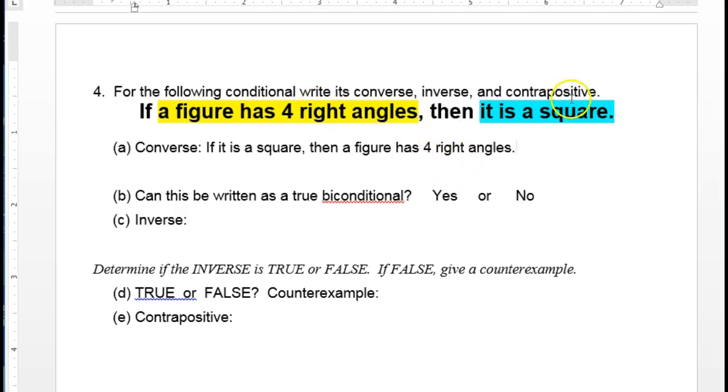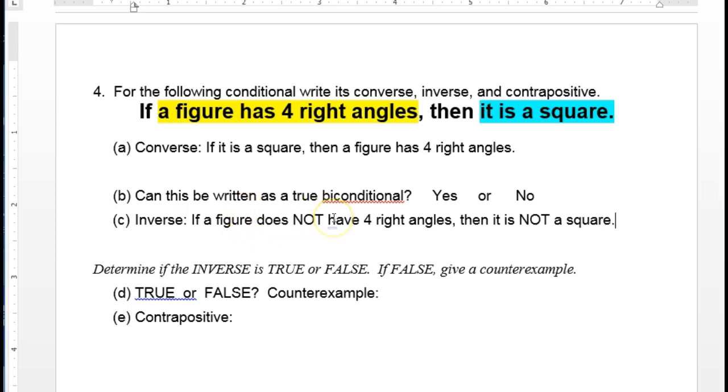Just reversed it. Just took these, reversed them. Now I'm going to do the inverse. Remember, that takes the original order and it just puts nots in. So if a figure does not have 4 right angles, then it is not a square.